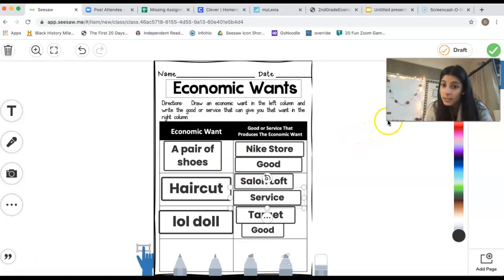So you're going to go on to Seesaw, click Add Response, and this is what you do. You make text boxes to fill in these little boxes. All right? I'm excited to see the things that you're wanting and where you can go to find them. All right? This is our first step into learning how to start our own businesses.